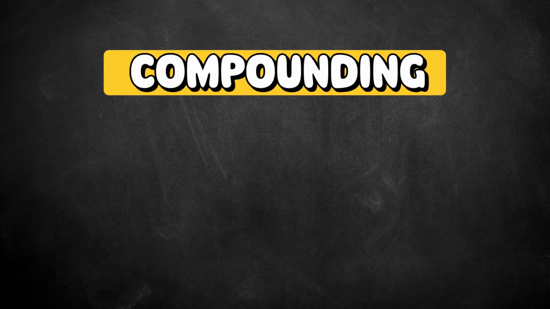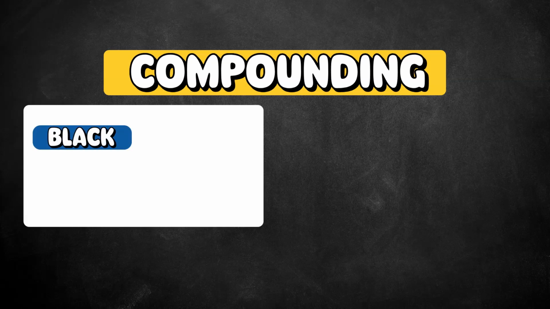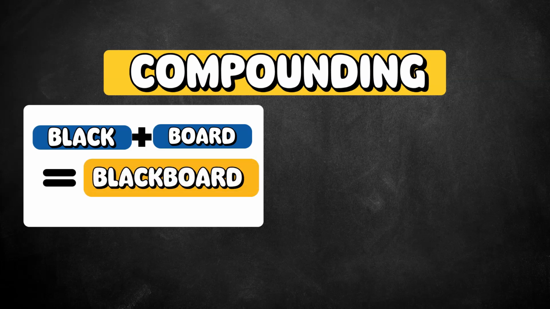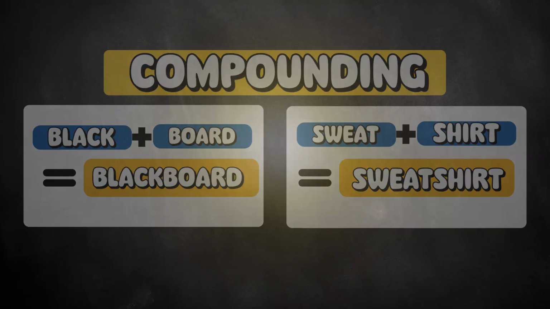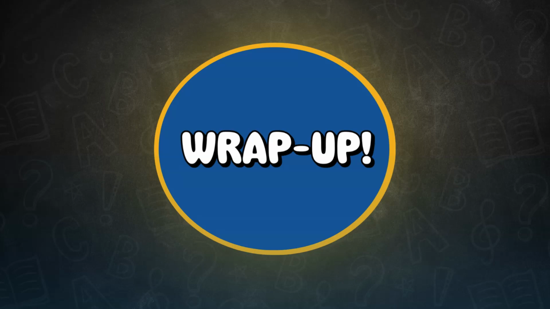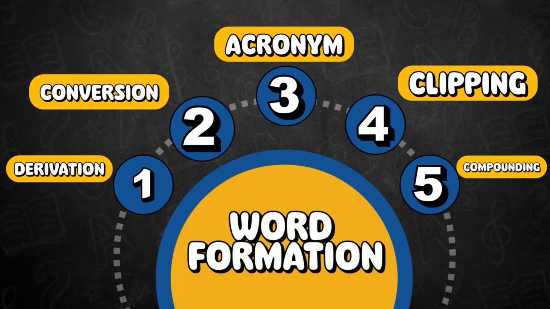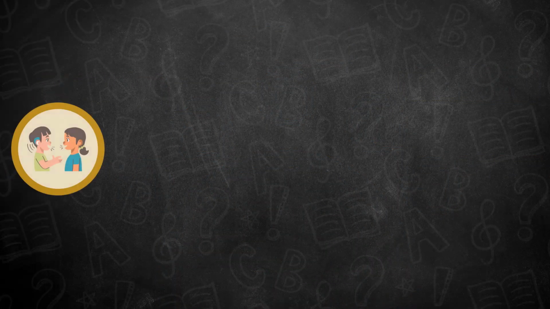To further understand compounding, when you combine black and board, you will have blackboard. When you combine sweat and shirt, you have sweatshirt. Before we end our lecture, we can synthesize that word formation and word processes lets you save time and effort in speaking or expressing yourself.